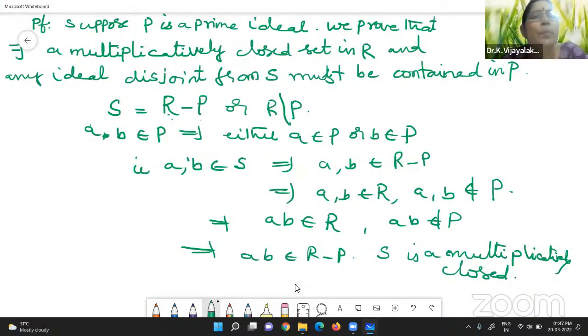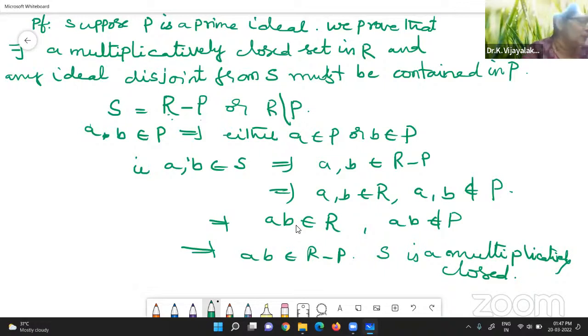Then what you have to prove? There exists a multiplicatively closed set in R, and any ideal disjoint from S must be contained in P. For that, what I have taken? I took S equal to R minus P. What do you mean by R minus P? My S contains elements of R which do not belong to P.